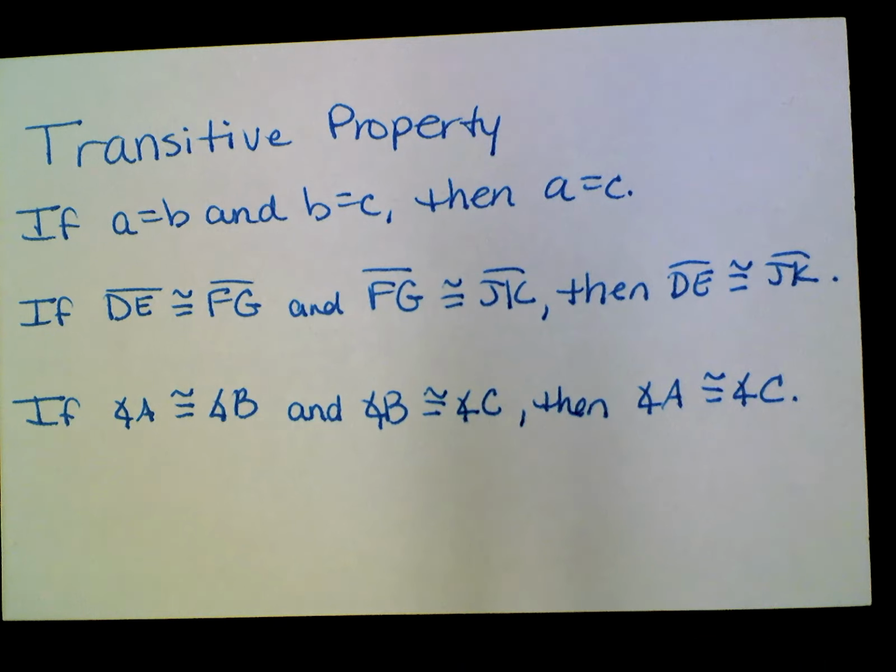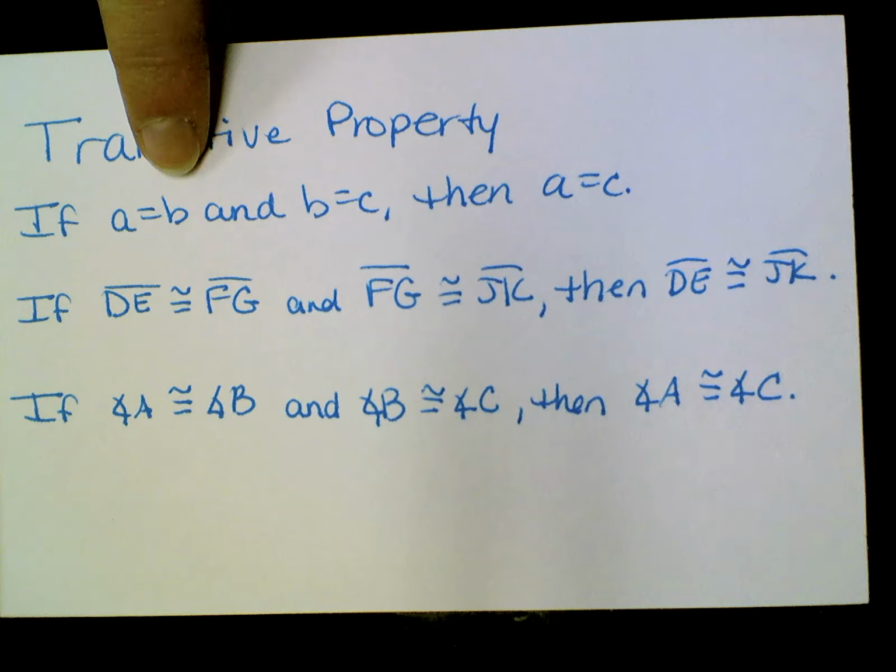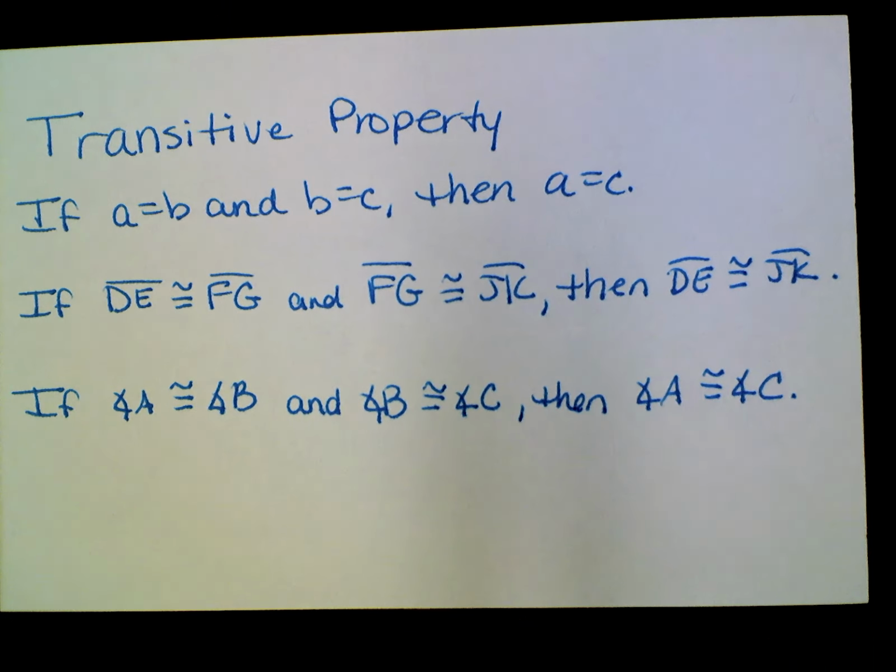And finally, we have our transitive property. This says if A is equal to B and B is equal to C, then A would have to be equal to C, since they were both equal to B in the first two equations.